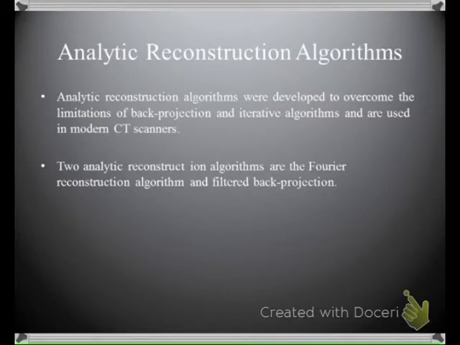So that brings us to analytic reconstruction algorithms. Analytic reconstruction algorithms were developed to overcome the limitations of back projection and iterative algorithms and are used in modern CT scanners. So that's something that we want to take note of: when you think of modern CT, you think of analytic reconstruction. Two analytic reconstruction algorithms are the Fourier reconstruction algorithm and the filtered back projection. We will see that only one of these is actually utilized today.